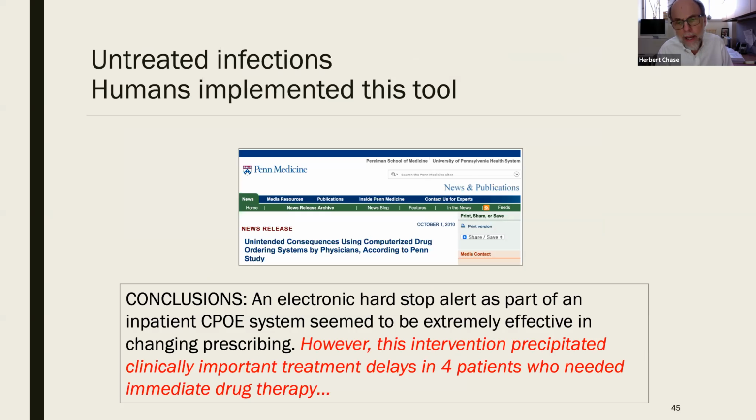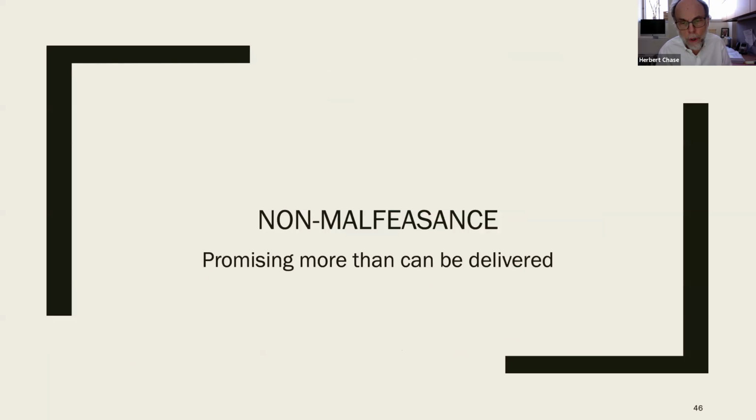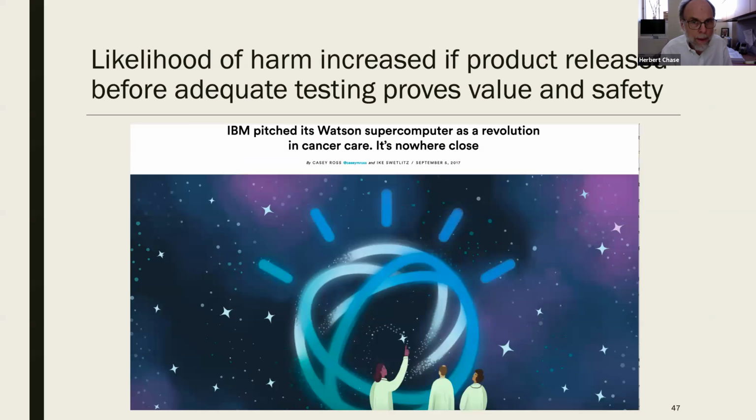So there are unintended consequences that I think highlight the possibility that something you're doing is going to actually cause more harm than good. One other example of what I would call malfeasance, or perhaps non-malfeasance, is promising more than can be delivered. Certainly, this is a problem.